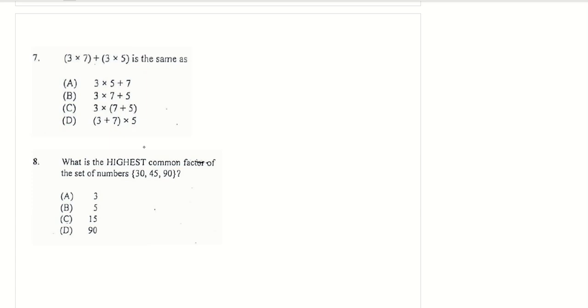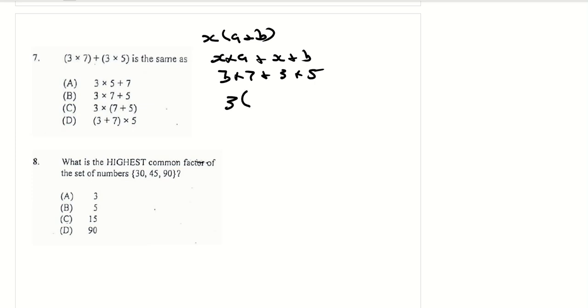Right. Laws of distribution. We know that x multiplied by a plus b means x multiplied by a plus x multiplied by b. And if you compare it with 3 multiplied by 7 plus 3 multiplied by 5, we can see that this is 3 multiplied by 7 plus 5. Actually, we don't even need to do that. We're just looking for something like that.